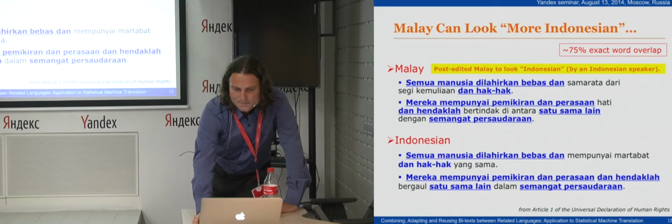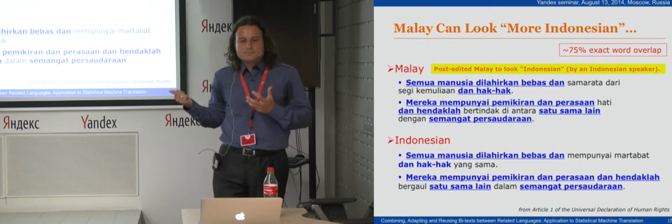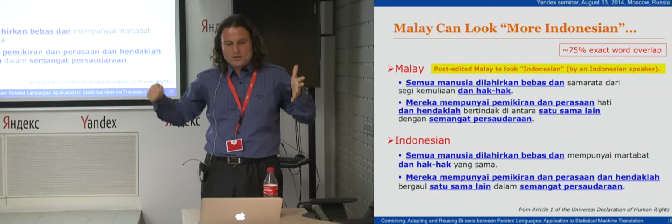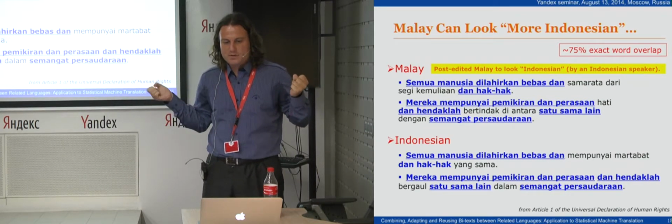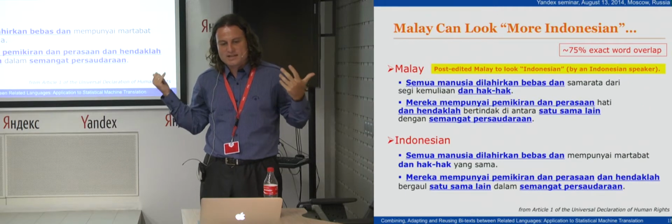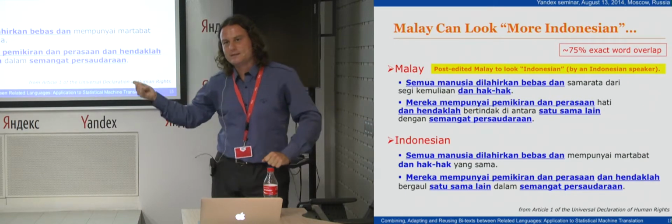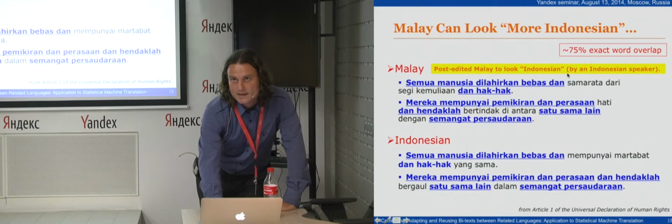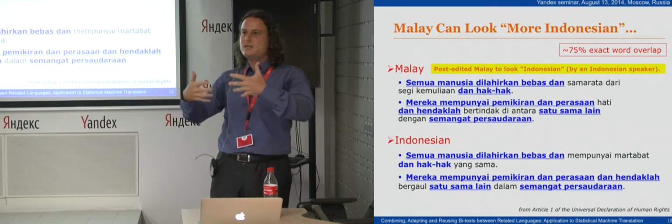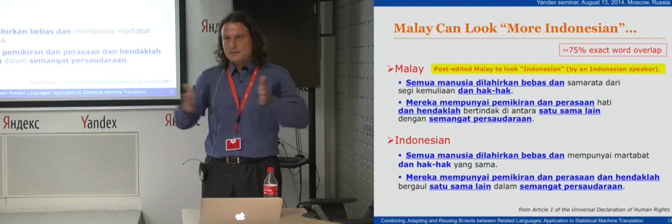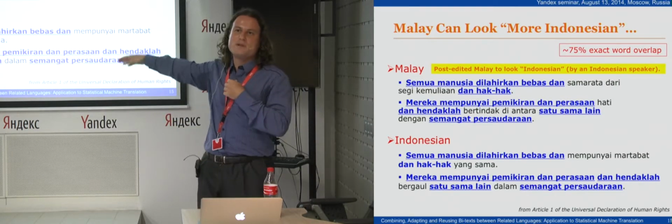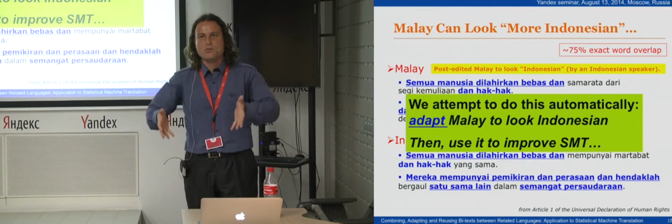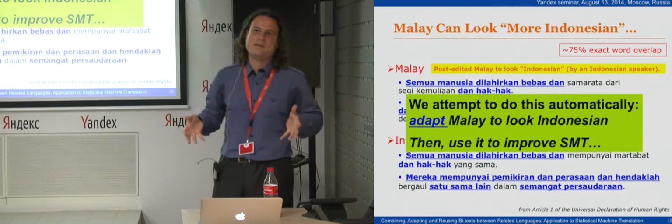We asked an Indonesian speaker to look at the Malay sentence and post-edit it to look Indonesian as much as possible. When you do that, you find out that the actual overlap is about 75%. This is kind of eliminating the translator's bias, right? This tells you how similar they actually are, at least with respect to this. And what I'm going to talk about is how to do this kind of adaptation automatically.